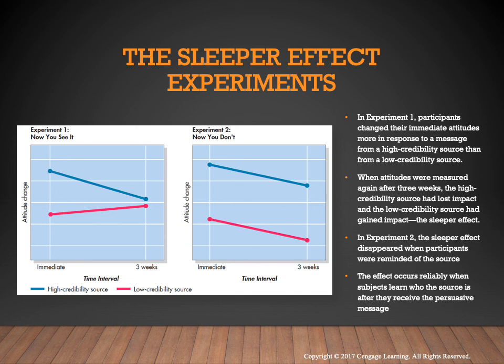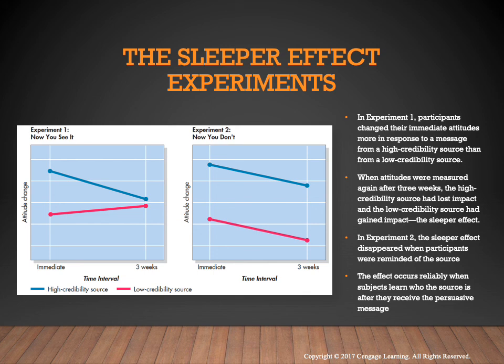In experiment 1, shown on the left-hand side, participants changed their immediate attitudes more in response to a message from a high credibility source than a low credibility source. The high credibility source is the line in blue, and the low credibility source is the line in pink. However, when attitudes were measured 3 weeks later, the high credibility source had lost its impact. You can see that slope on the blue line, and the low credibility source had gained impact. You can see that pink line kind of rising a bit. And this is the sleeper effect.